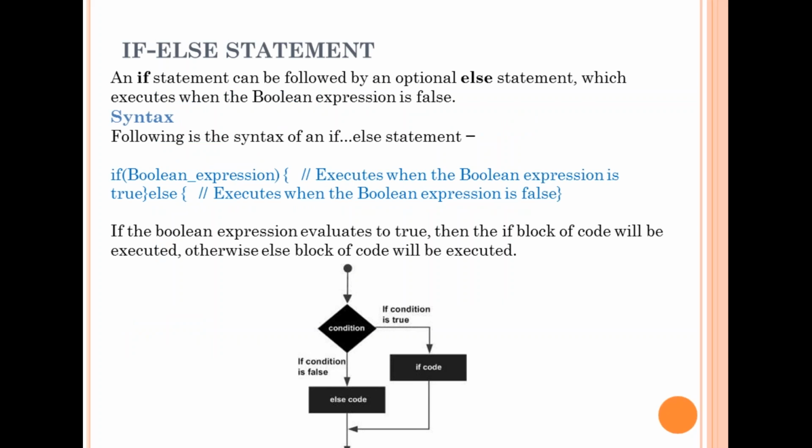If else statement. An if statement can be followed by an optional else statement, which executes when the Boolean expression is false. So in the previous example we have seen that if the condition is false, it breaks and the code continues to the next line after the closing braces. But what if we want, if the condition is false, to still execute something else, instead of just continuing the program?